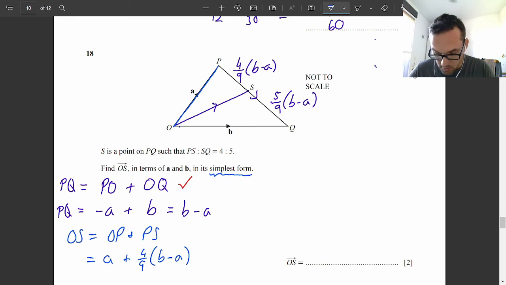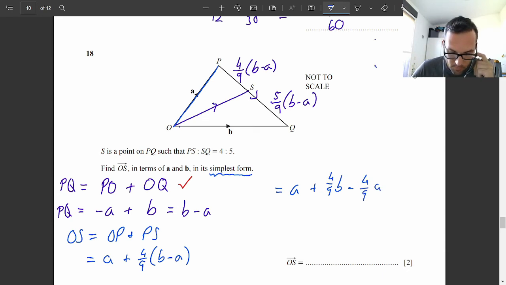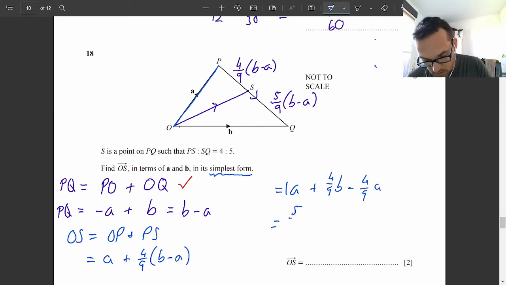So let's expand those brackets. We'll do it over here. A plus 4/9 B minus 4/9 A. Imagine this A is 1A. 1 minus 4/9 of course is 5/9. So that will be 5/9 A plus 4/9 B. And that is our final correct answer.